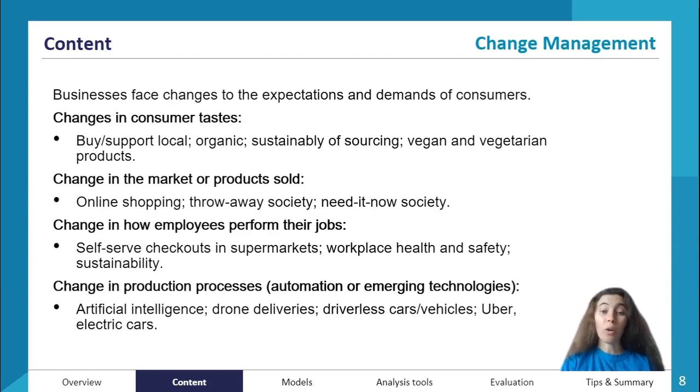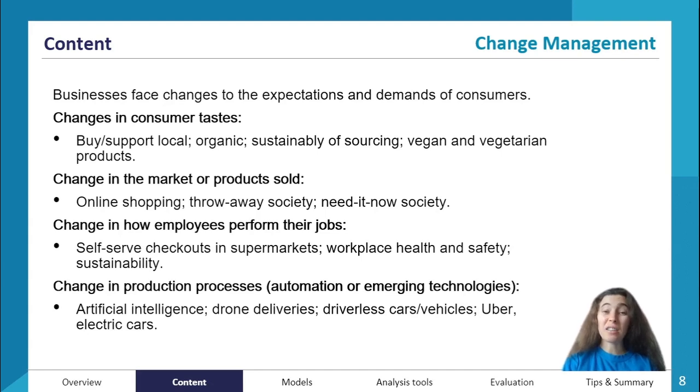So, in the market or products that are sold, so the way that things are sold, for example, online shopping has obviously grown over the years. We've got the sort of society that we live in, the sort of throwaway society or the need it now society, can impact the way that a business operates and how employees perform their jobs. We've got things like the self-serve checkouts in supermarkets. In some supermarkets now, there are a whole bunch of self-serve checkouts and virtually no traditional checkouts.